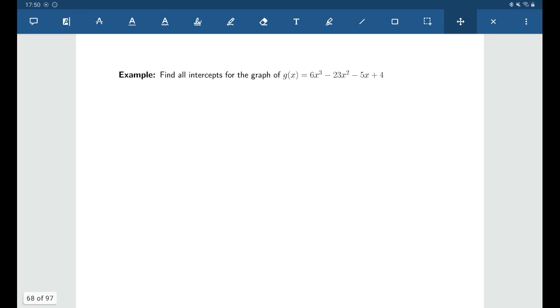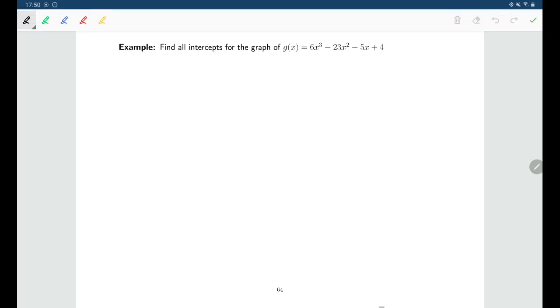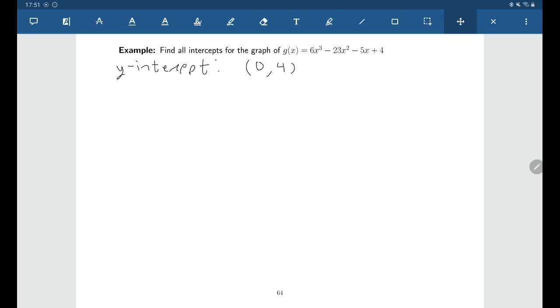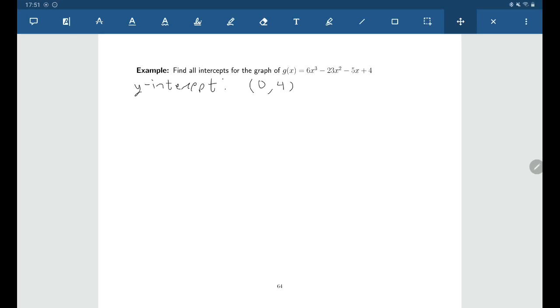Here, this is the example of finding all the intercepts for the graph of this function. And so one intercept we can find right away. We can say what the y-intercept is. Because remember, for a polynomial, the y-intercept has the y-coordinate of whatever the constant term is. And the constant term is 4. So that means that my y-intercept should be (0, 4).